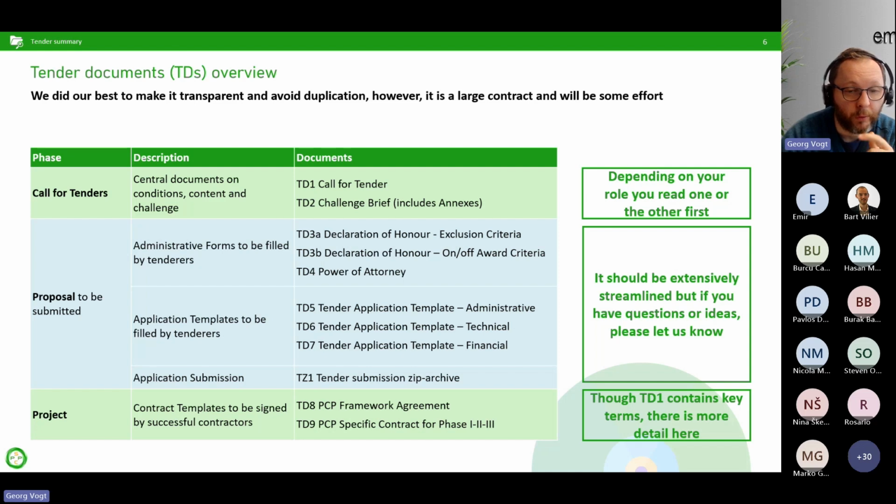And then ultimately in the project, we need to sign contracts on basically what we have offered you and what you have offered us, and that we agree on it. And this is all summarized in the framework agreement across the 3 phases. And then for each phase, a specific agreement with the deliverables we state, plus what you offered us, and that's basically it.